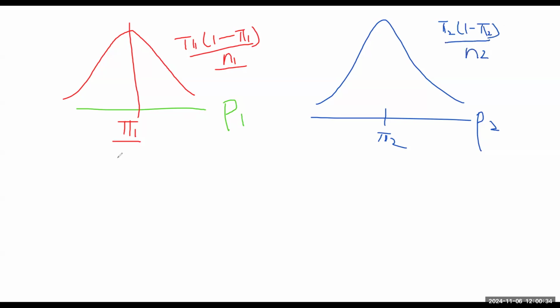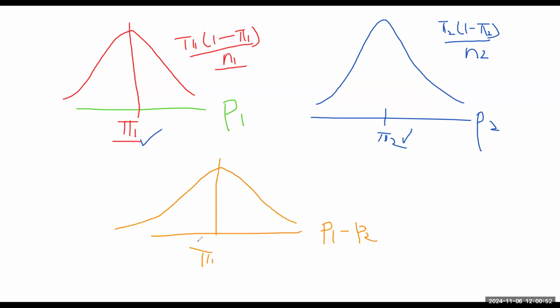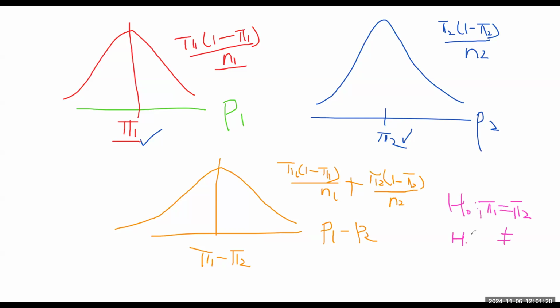Now we want to see whether this and this are the same. So what we want is to look at P1 minus P2, which we can collect data on. Look at the sample proportions. Because there are two bells, this will be a difference, and the variances add up: pi 1, 1 minus pi 1 over n1, plus pi 2, 1 minus pi 2 over n2. So we have the null hypothesis saying they're the same, pi 1 equal to pi 2, against not equal. So this becomes 0.